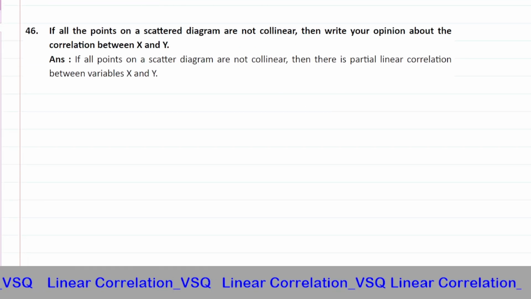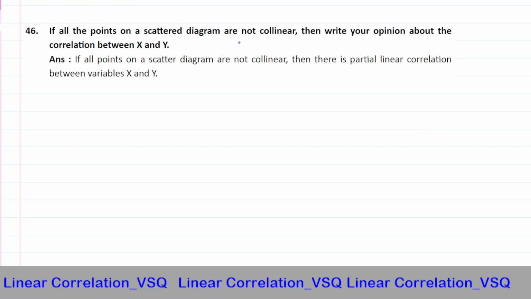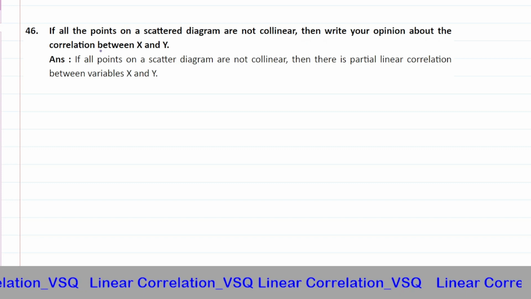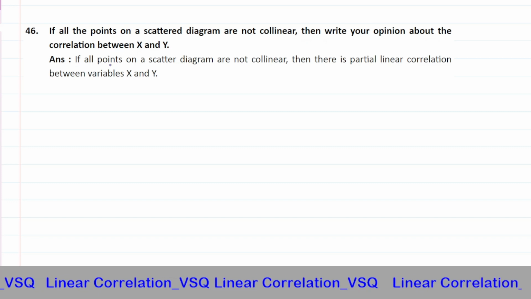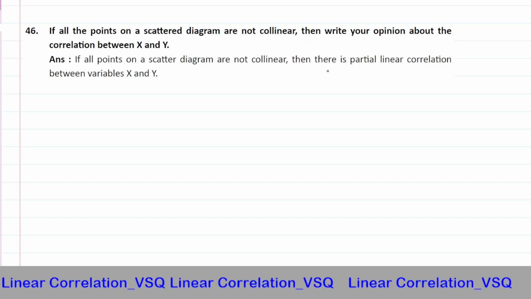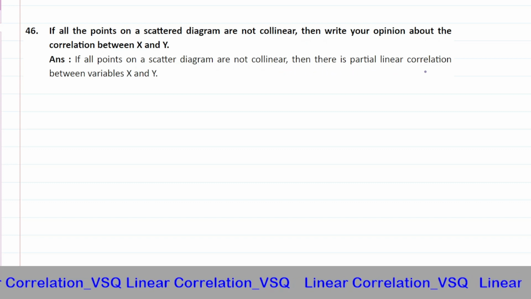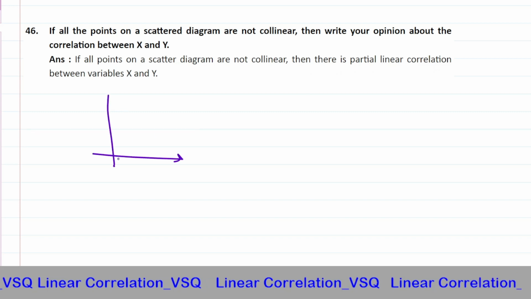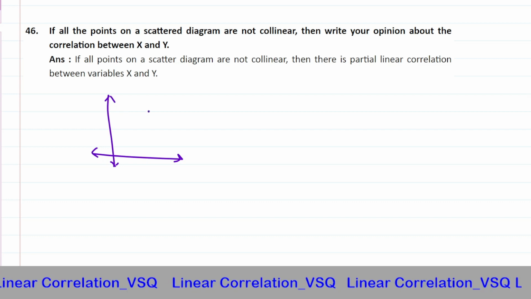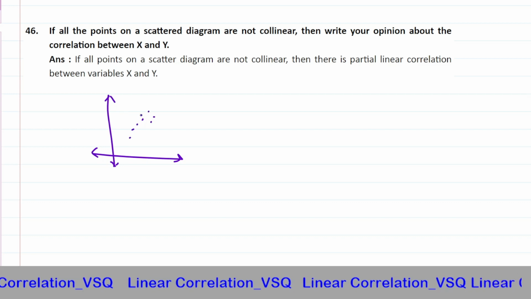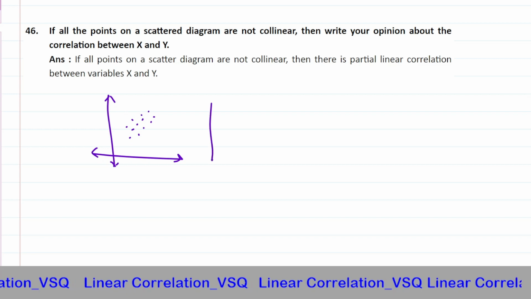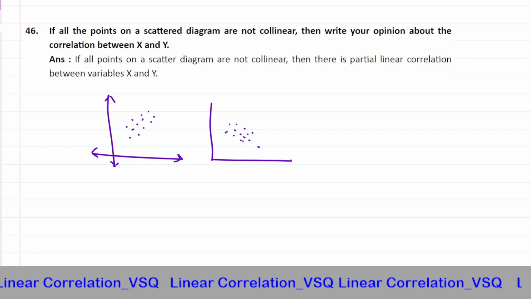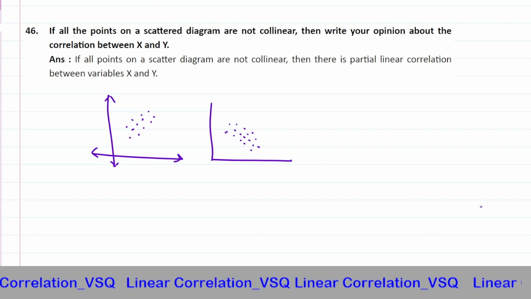Question number 46. If all the points on a scatter diagram are not collinear, write your opinion about the correlation between x and y. The answer is: if all the points on the scatter diagram are not collinear, then there is partial linear correlation between the variables x and y. For example, if all the points lie around a straight line in increasing or decreasing order, then there is partial relation between two variables. It may be positive or negative.